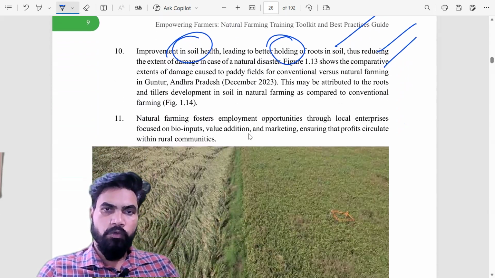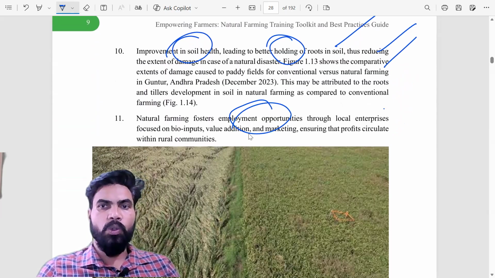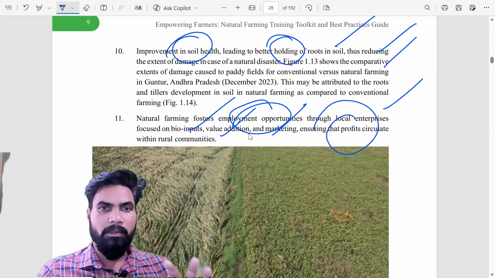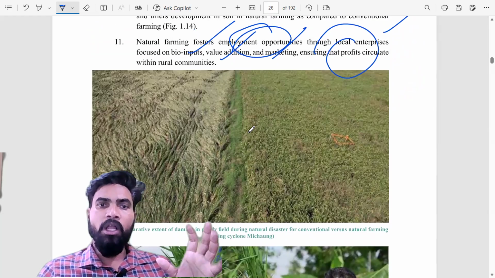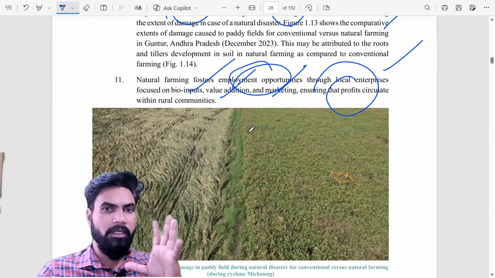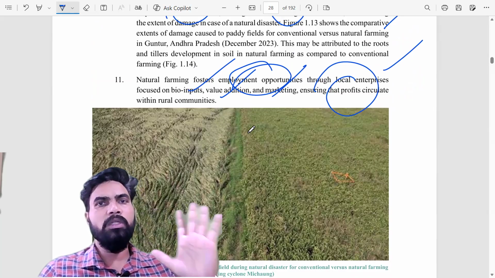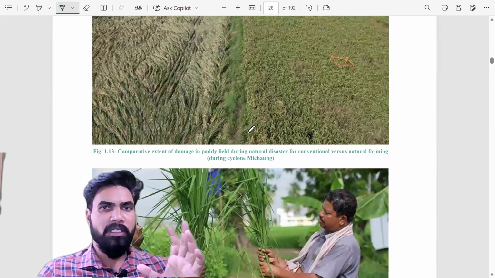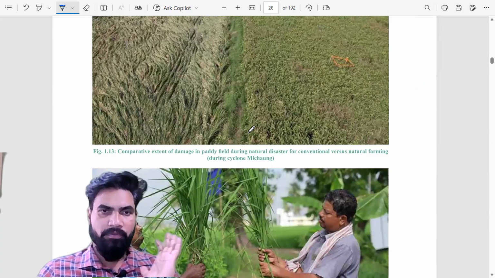Then it also fosters employment opportunities through local enterprises, focusing on bio inputs, value addition, and marketing, ensuring that profits circulate within rural communities. Okay, these are the benefits. 11 benefits are there. If you are able to remember at least 5 benefits and write them in the mains examination, that is more than sufficient. However, these are the benefits. Try to remember at least some of them.